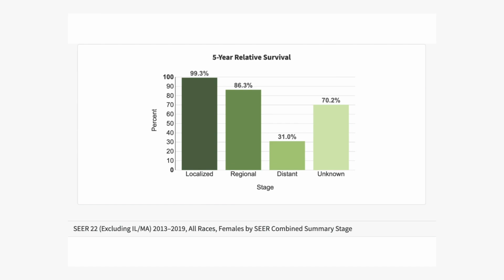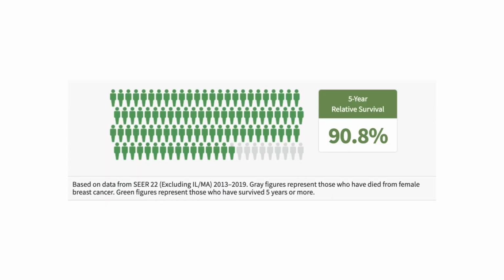So you can see in patients with localized disease, there's a very high survival at 5 years, 99.3%, and you can see it drops with regional and distant disease. And just another graphic showing a 5-year survival rate of 90.8%. So this is just to make the point that breast cancer is treatable, and it's most treatable when we find it early.